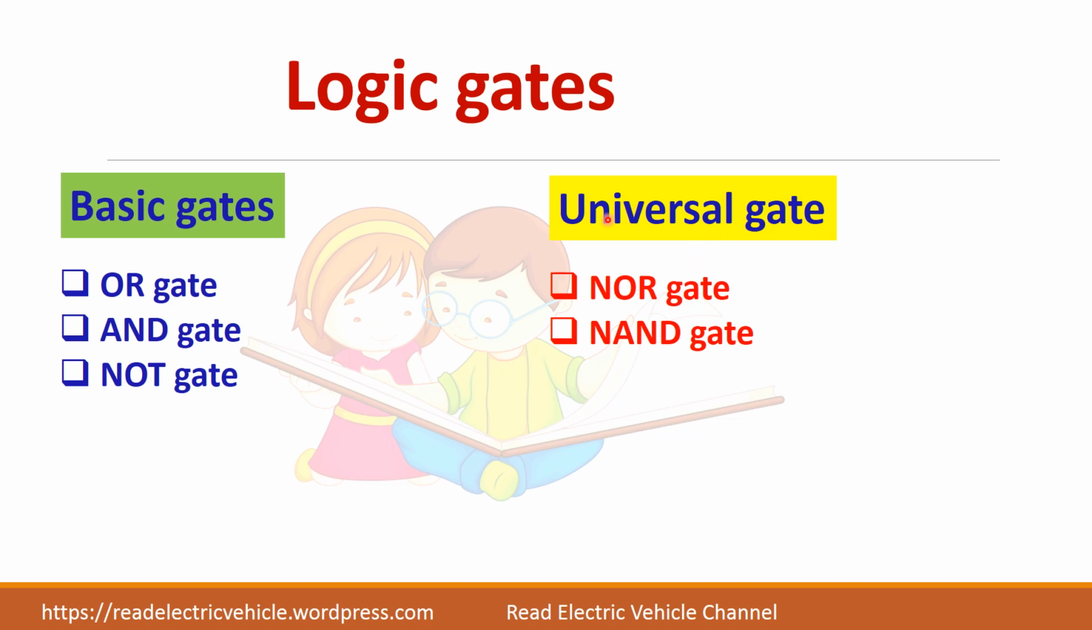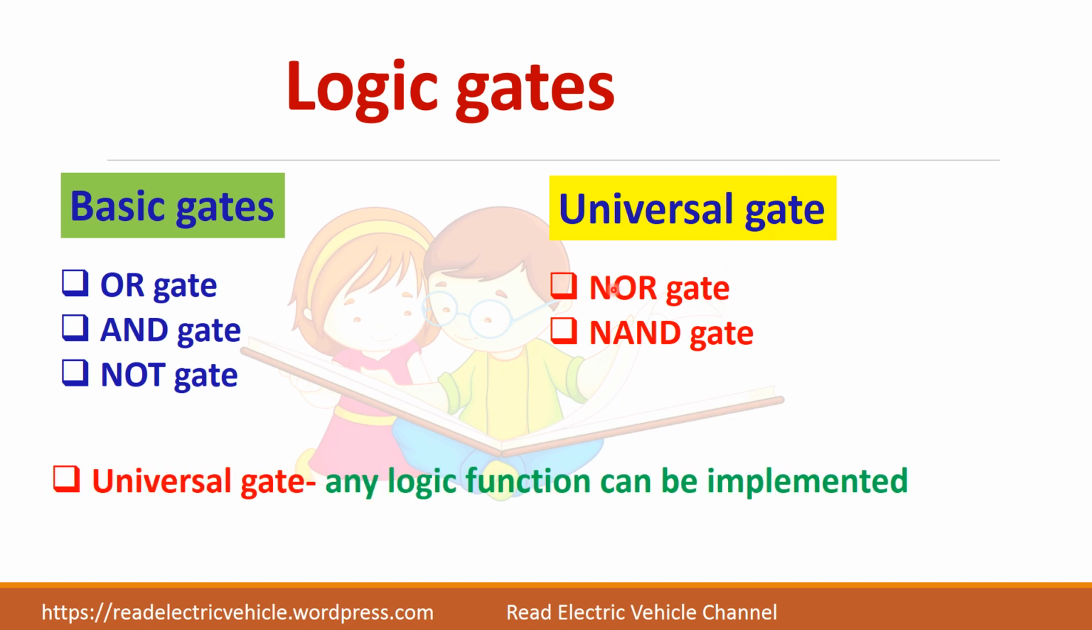What do you mean by universal gate? Any logic function can be implemented using a universal gate. That is why they are called universal gates. That is, you can build any basic gate using these two universal gates.